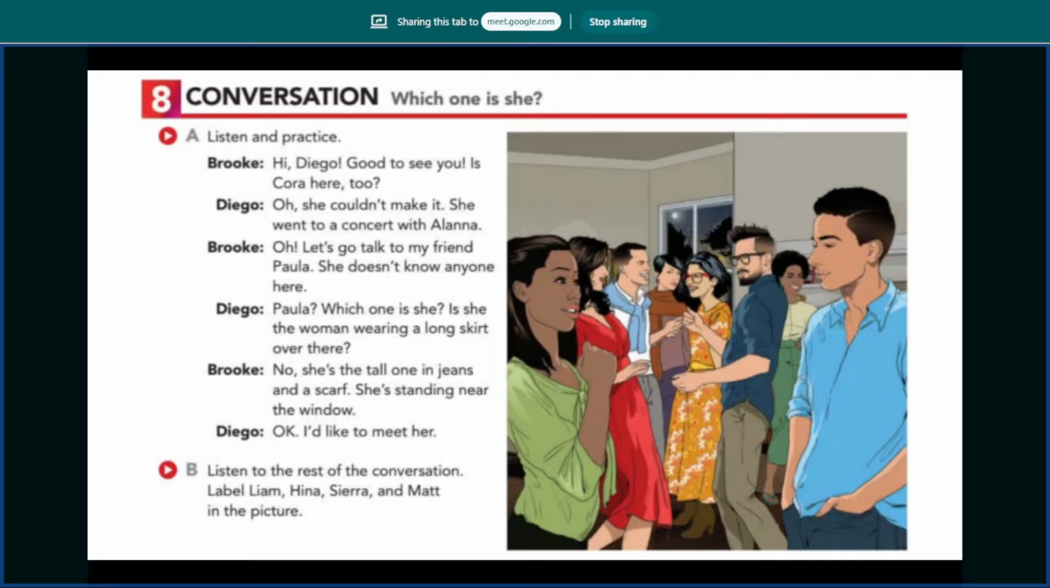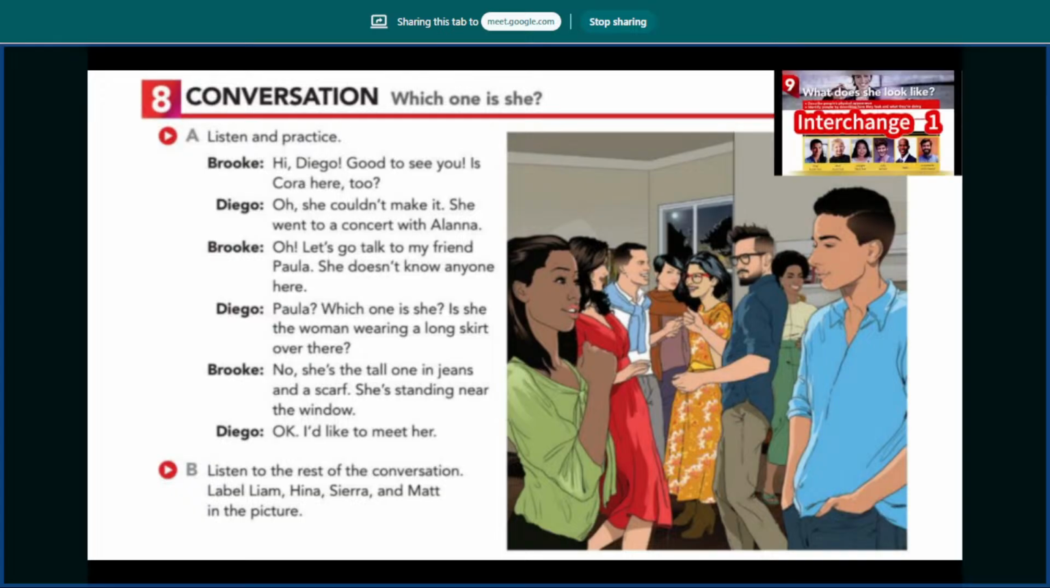Hi Diego, good to see you. Is Cora here too? Oh, she couldn't make it. She went to a concert with Elena. Oh, let's go talk to my friend Paula. She doesn't know anyone here. Paula, which one is she? Is she the woman wearing a long skirt over there? No, she is the tall one in jeans and a scarf. She is standing near the window. Okay, I'd like to meet her.